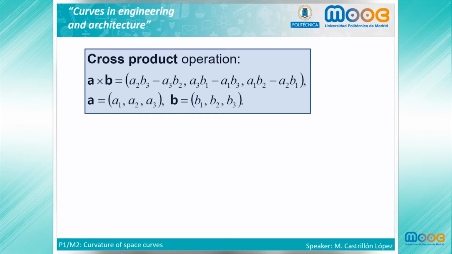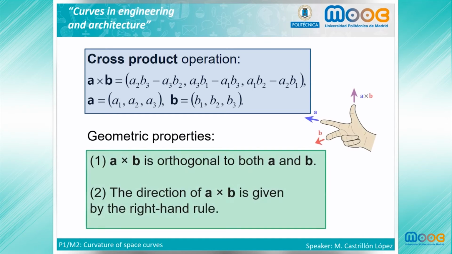Before proceeding with the study of space curves, we recall the definition of the cross product of two vectors of R3. That definition is the one you have on the screen for vectors A and B. And we put on the screen also some of its geometric properties. First, the cross product is orthogonal to both A and B. And the direction of the cross product is given by the right-hand rule.